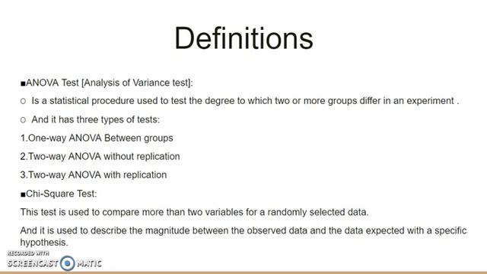And the chi-square test. This test is used to compare more than two variables for a randomly selected data, and it is used to describe the magnitude between the observed data and the data expected with a specific hypothesis.